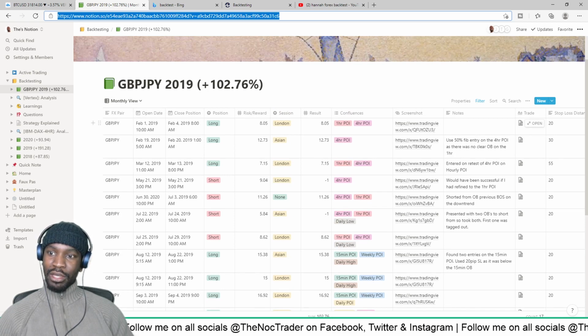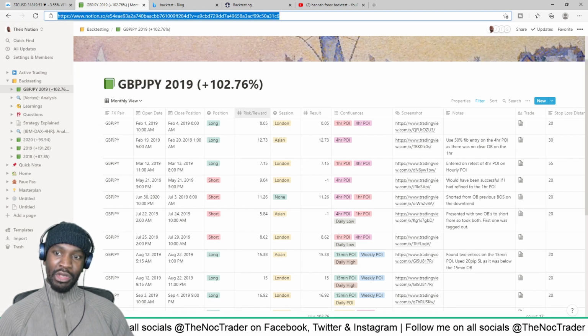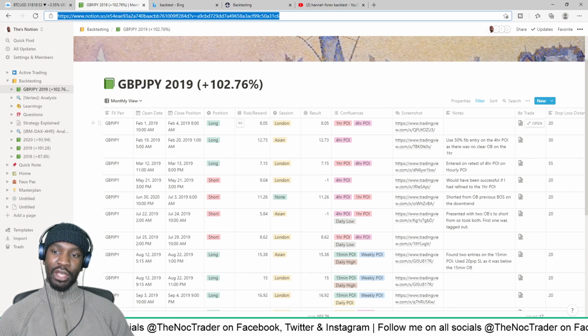That's the open date, close date, position type, so whether it was a long or short. The risk was I'd always show how much risk to reward I'm trying to get from that trade, what session in which I entered that trade in, whether it was London, Asian, or New York session, and then the results, what actually came of this trade.